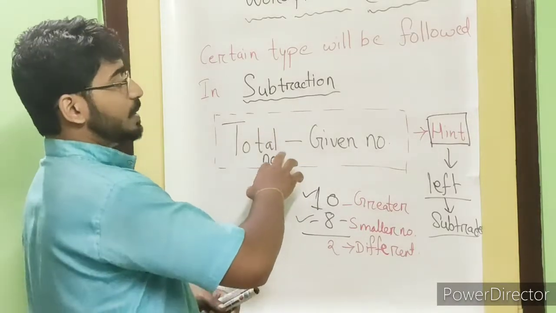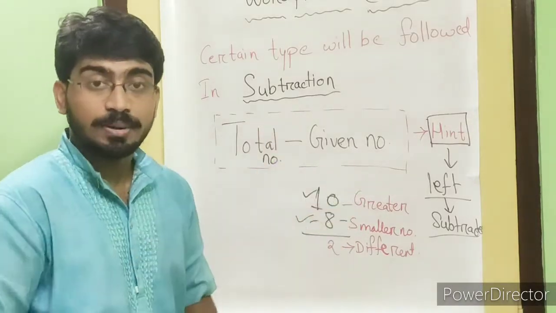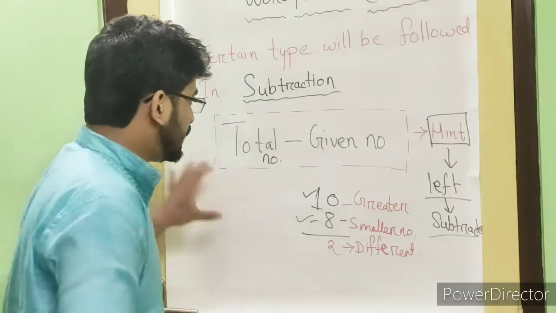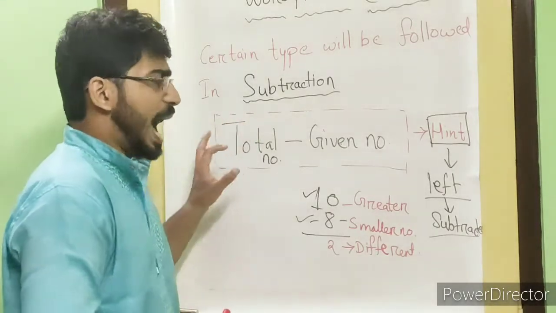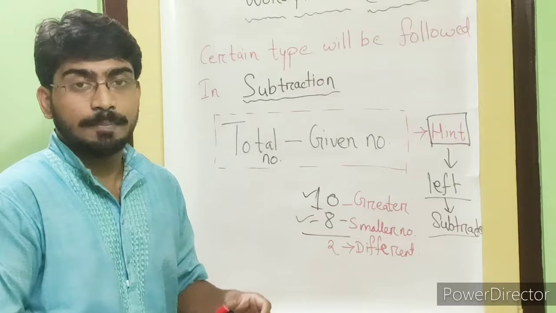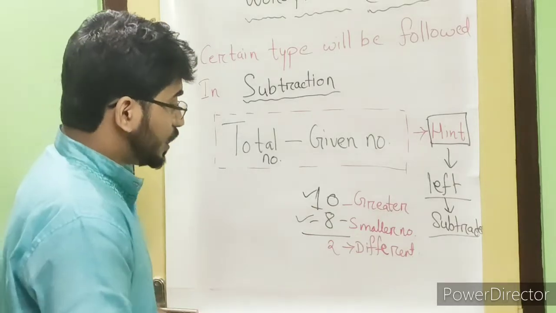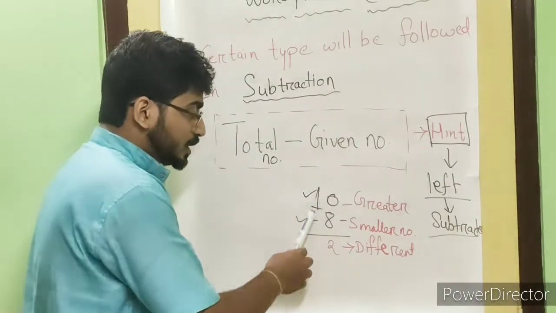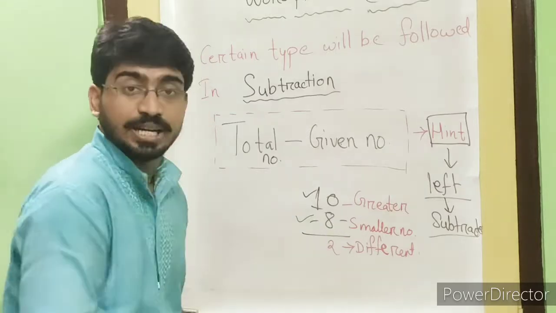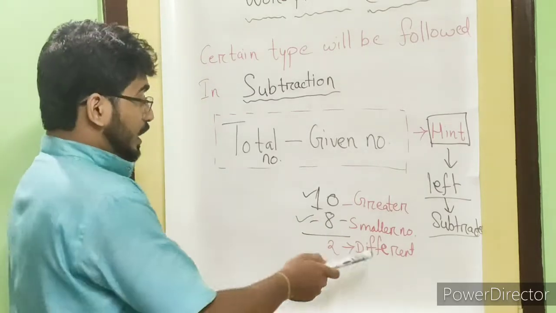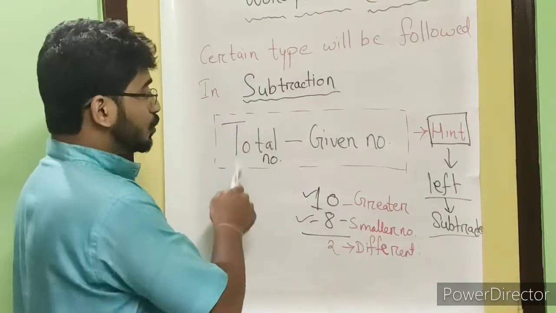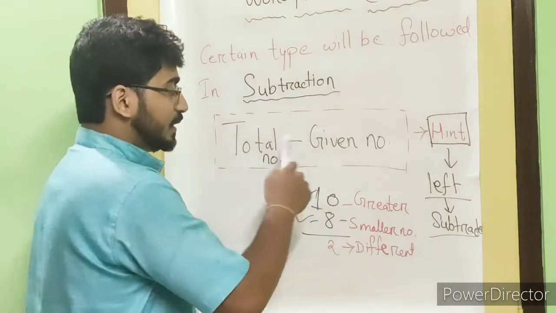That means total number minus given number. Total number minus given number. So what is this total number minus given number? I have written it as a formula. You know that in case of subtraction we need to subtract a smaller number from a greater number, right? So here the greater number will be the total number, minus the given number.